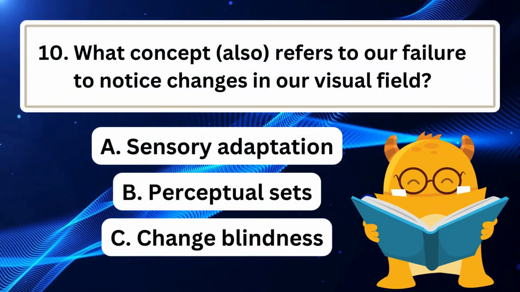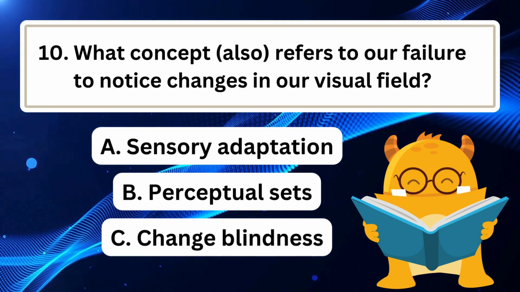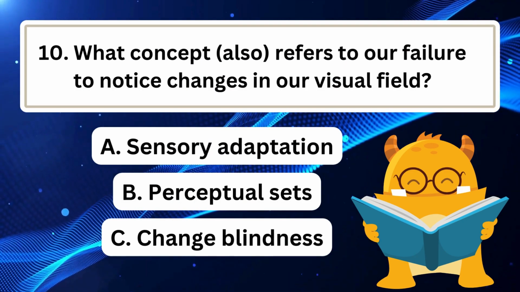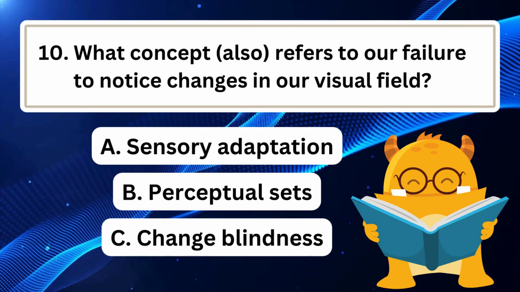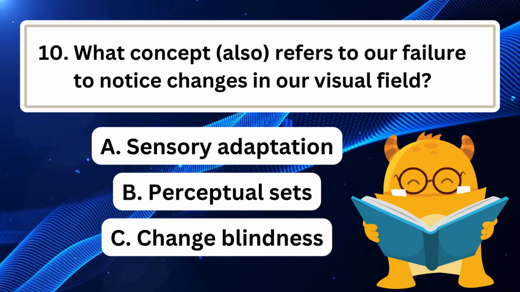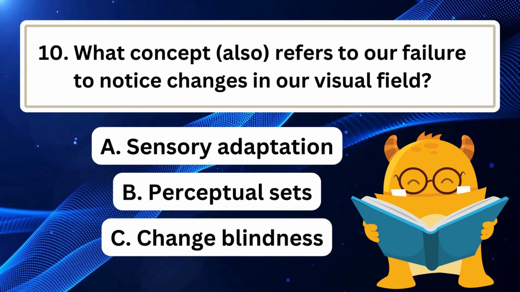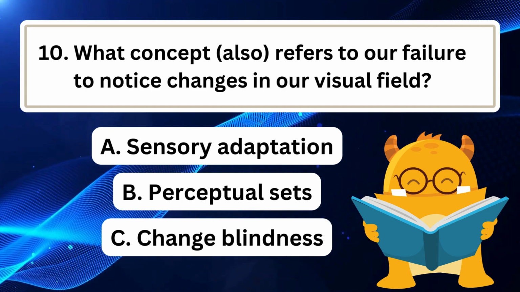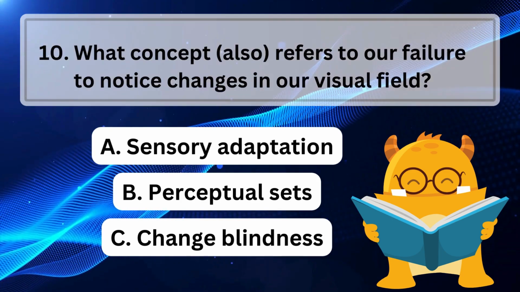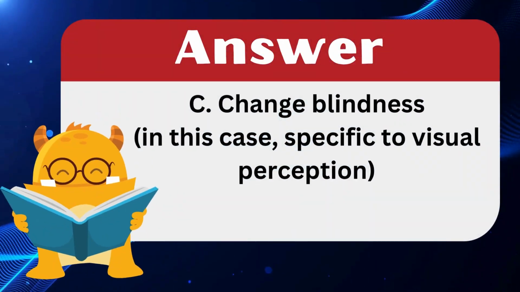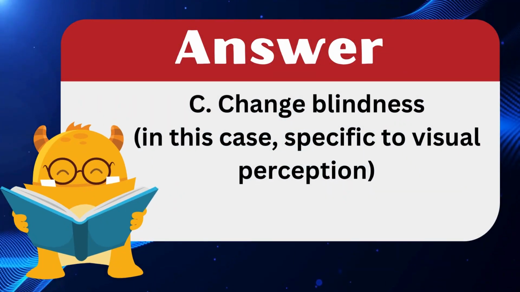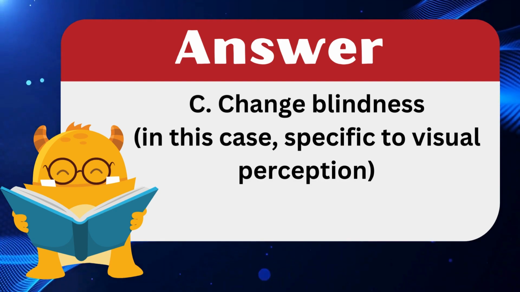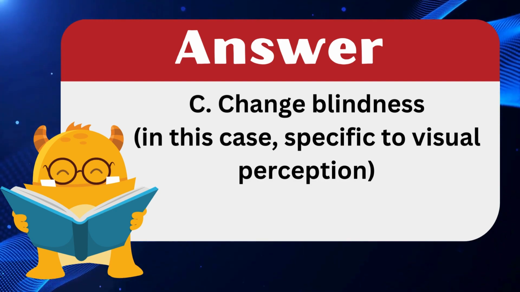10. What concept refers to our failure to notice changes in our visual field? A. Sensory adaptation. B. Perceptual sets. C. Change blindness. C. Change blindness. Change blindness describes our inability to notice changes in our visual field.